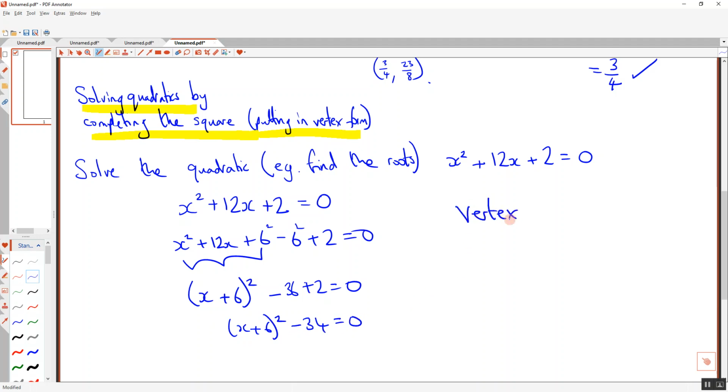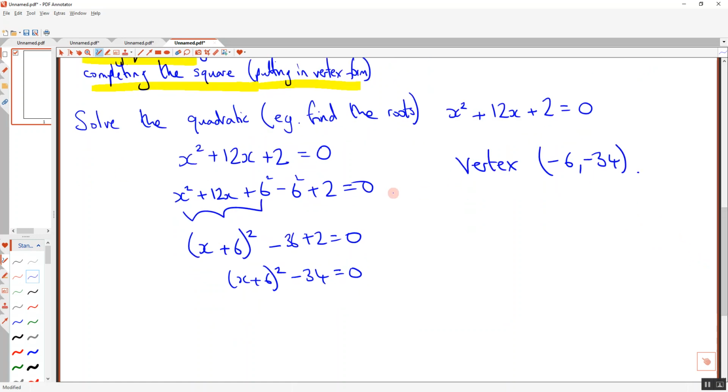Okay? So just tell me what is the vertex of this? -6, -34, right, good. And if I want to work out the roots, all I have to do is basically solve for x, correct? So if I want to solve for x, what's the first thing I'm going to do? No. If I expand, I'm going to end up back where I started. Yep, take the -34 to the other side by adding 34 to both sides.